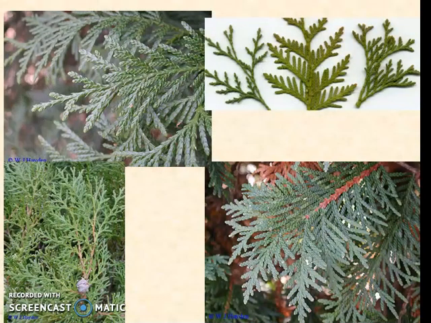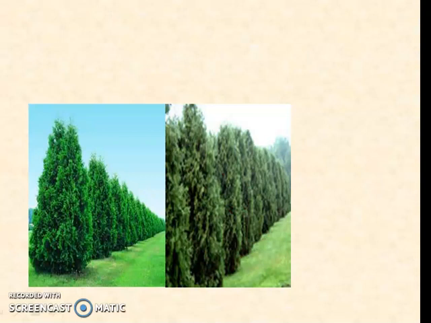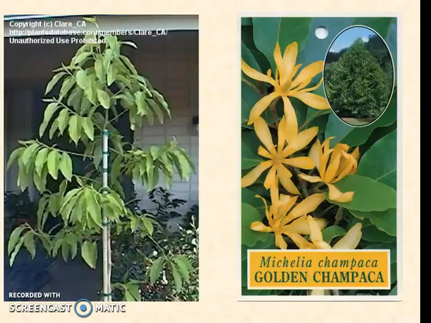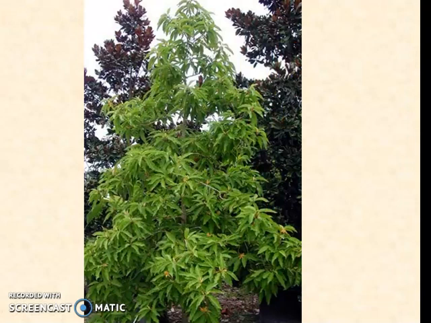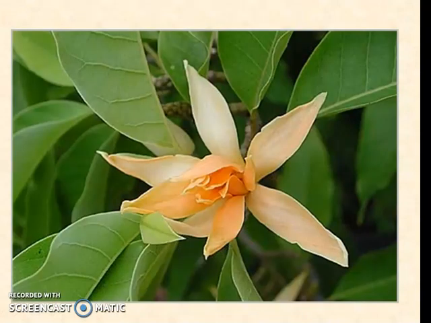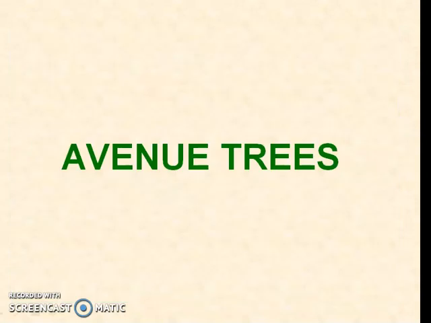Next is Thuja, yet another gymnosperm. This is Thuja planted in lawn patches. This is Mimusops champaka. These are the most common trees which you will find in lawns, planted as lawn trees.